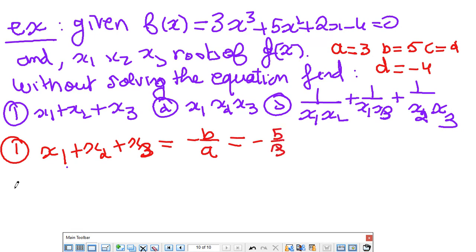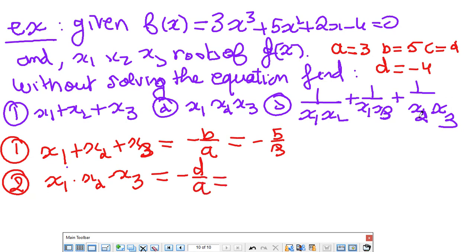Now the second question: what is the product of the roots? I need to find x1 times x2 times x3. Also here I can follow the formula. For the product, it's minus d over a. So all we need to do is write minus minus 4, so it's 4 over 3. And I got the product.